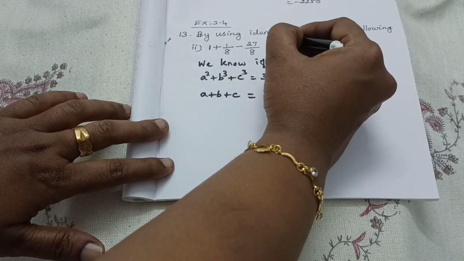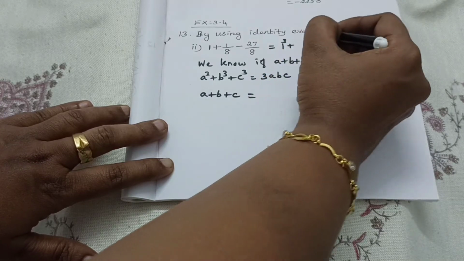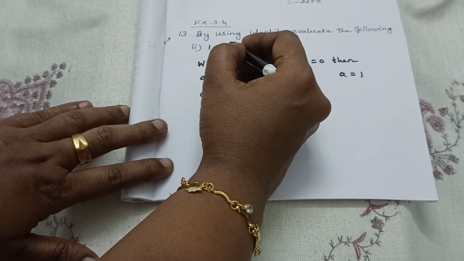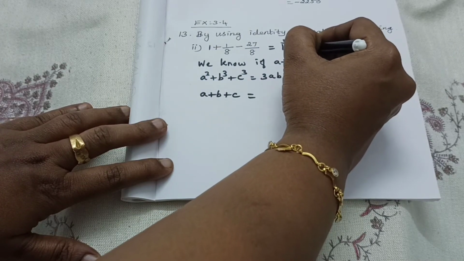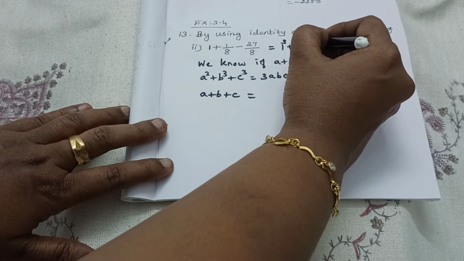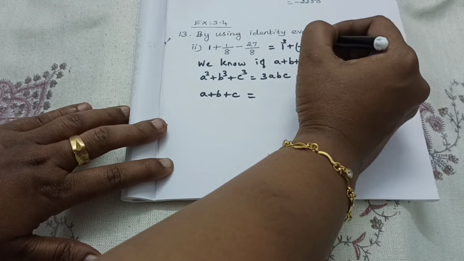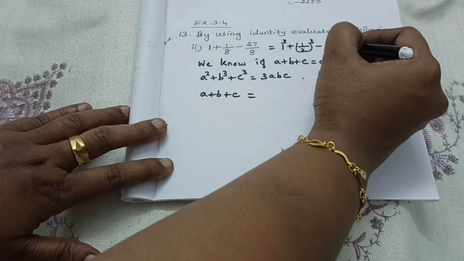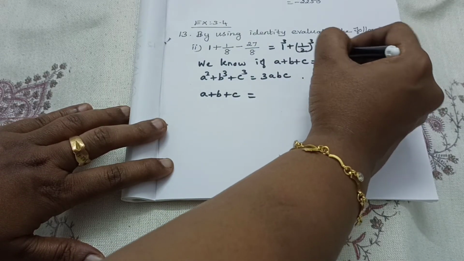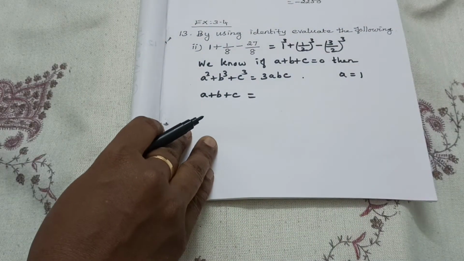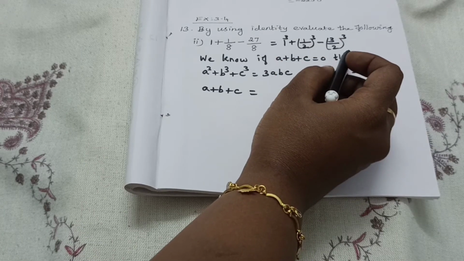That form we can use, isn't it? Then 1 cube means what? 1, isn't it? This one we can write as 1³ plus this one, cube is 1. 2 cube is 8, isn't it? Then shall we write like this, (1/2)³? Okay. Then minus 27 we can write as (3/2)³ over 8, 2 cubed. Shall we write like this? This is of the form a³ + b³ + c³.